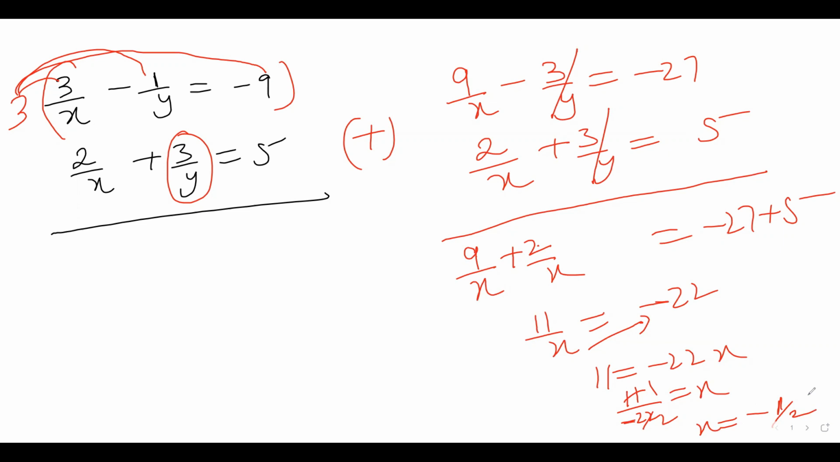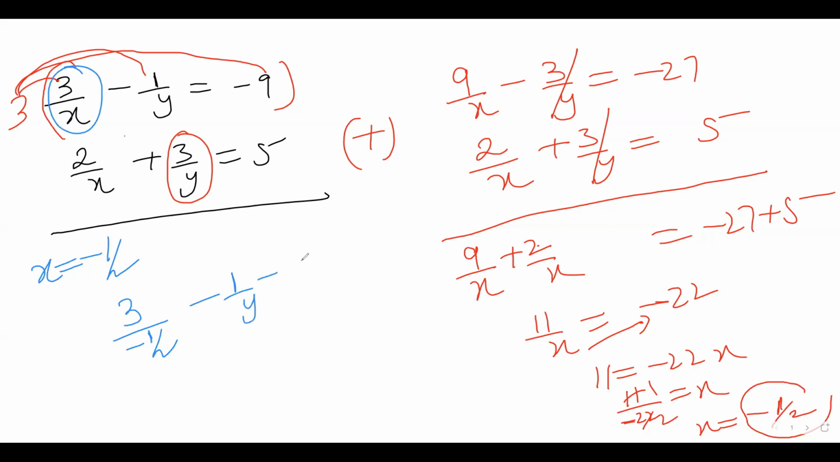Okay, now try to put the x value in the first equation. So I got x value as minus half. I am trying to put it in the first equation: 3 by minus 1 by 2, that is 3 by x, minus 1 by y is equal to minus 9. I will try to take the reciprocal of this.